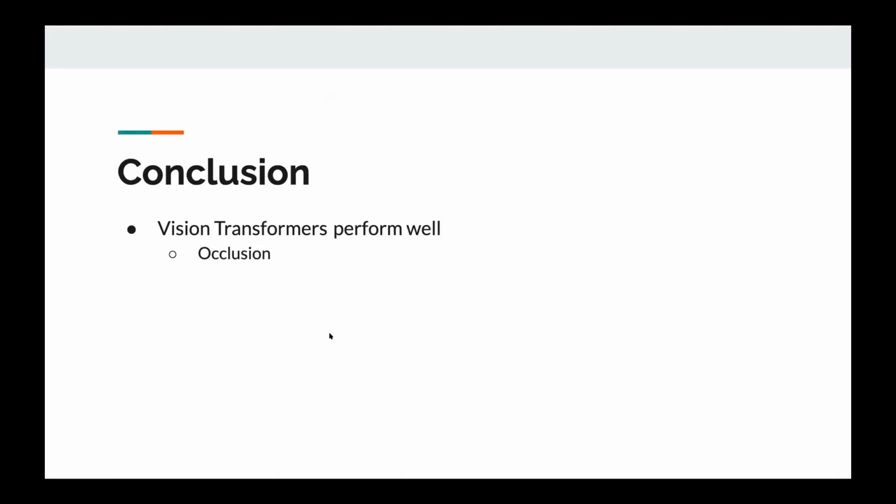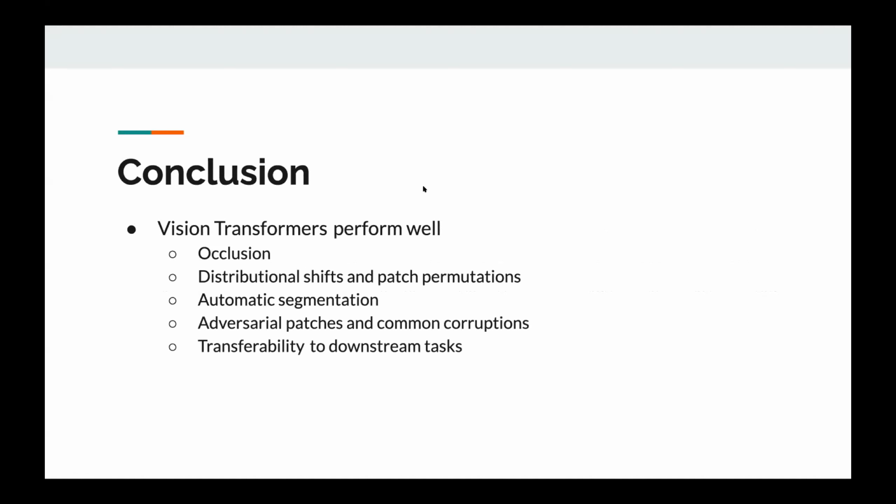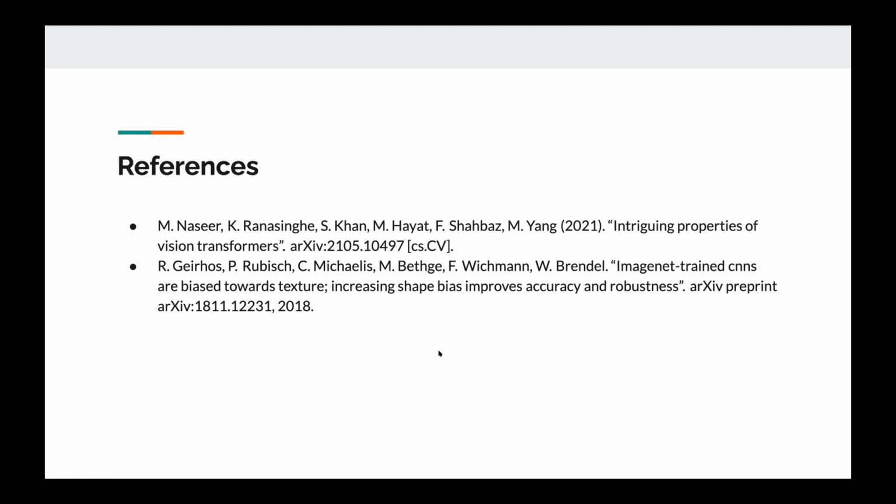And the final conclusion is that vision transformers perform well on occlusion, distribution shifts and patch permutations, automatic segmentation, adversarial patches and common corruptions, and transferability to downstream tasks. These are the references.